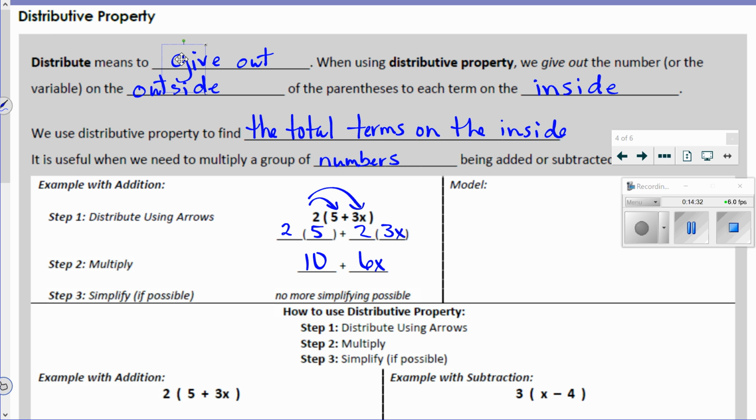If I am breaking down numbers, I could do the extra step where the numbers would now go together, but you don't always have to. Simplify if you can. For today, don't worry about the model, okay? We're not going to stress on that piece.